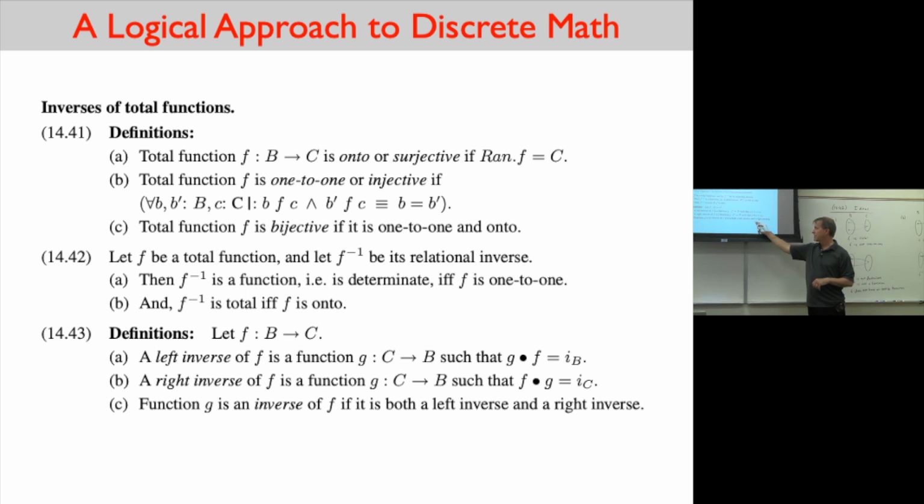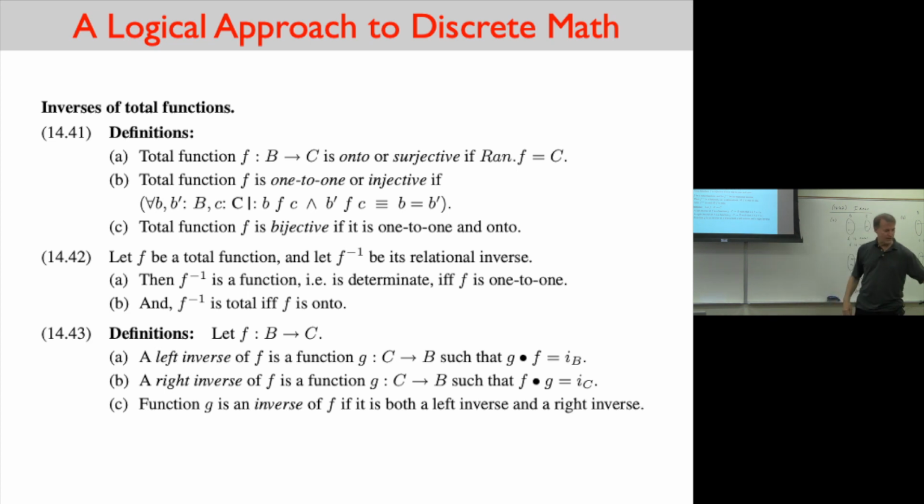And here a right inverse of f is a function g from c to b such that f compose g. So now you see, which one is the inverse? The g is the inverse, right? So g is on the right of f, okay? And here g is the inverse. G is on the left of f, okay? So if f compose g is I sub c, then function g is an inverse of f if it is both a left inverse and a right inverse.